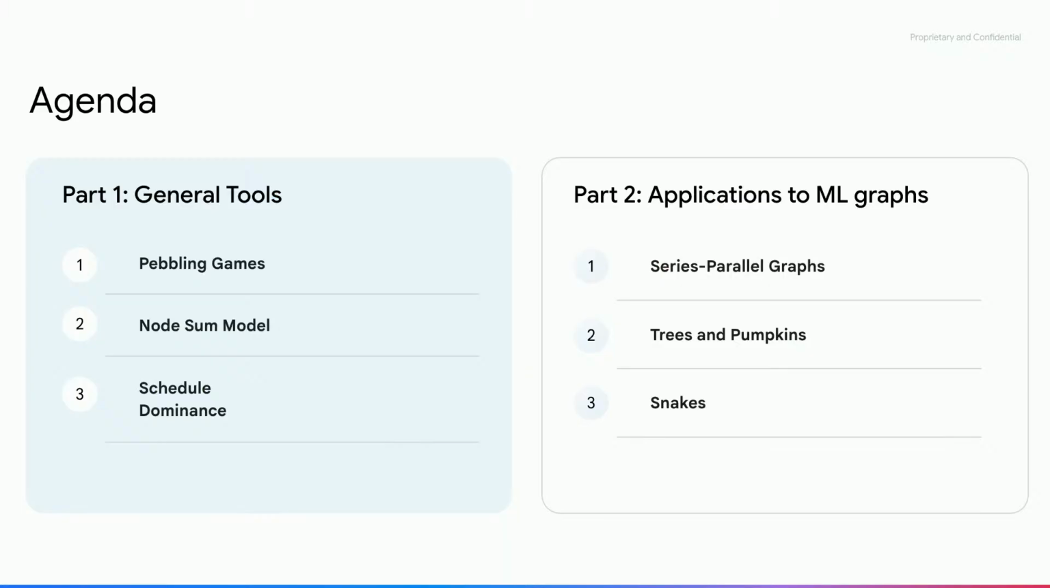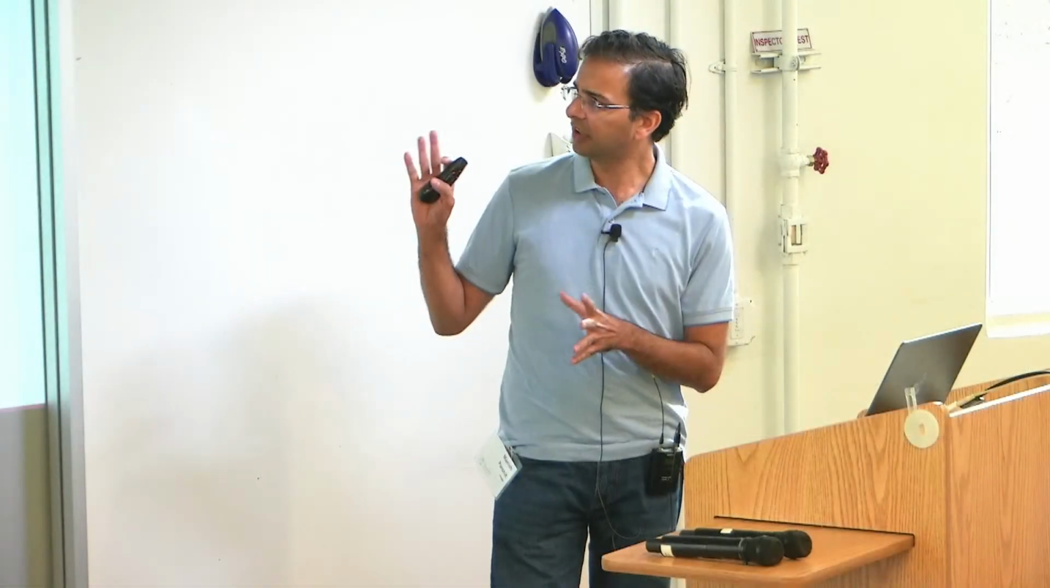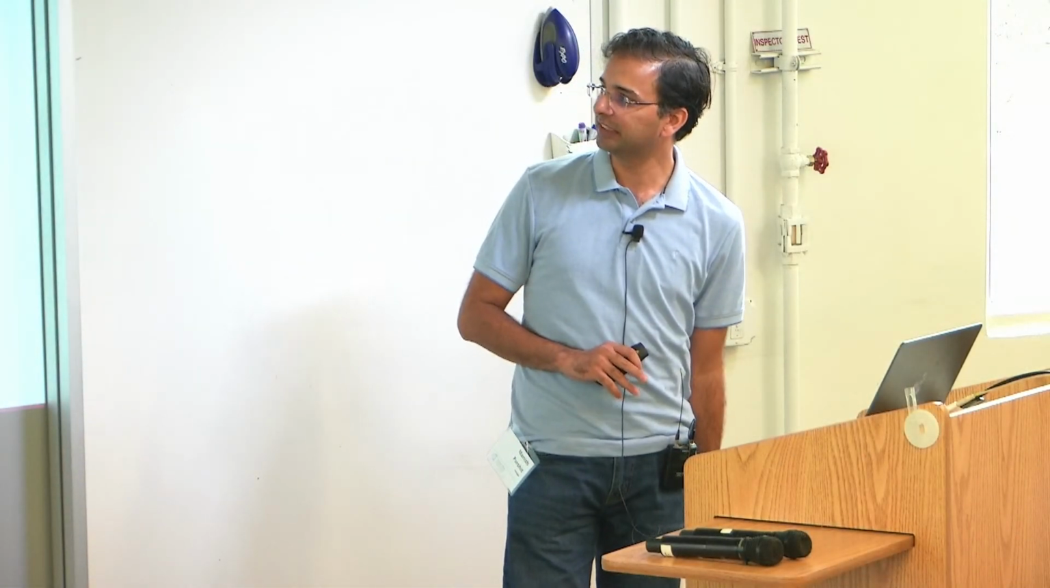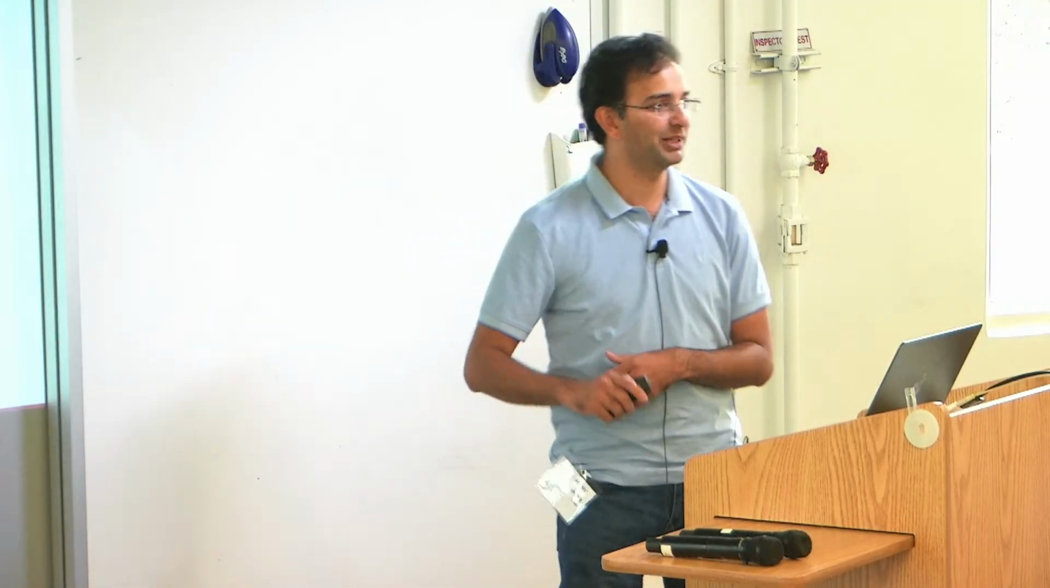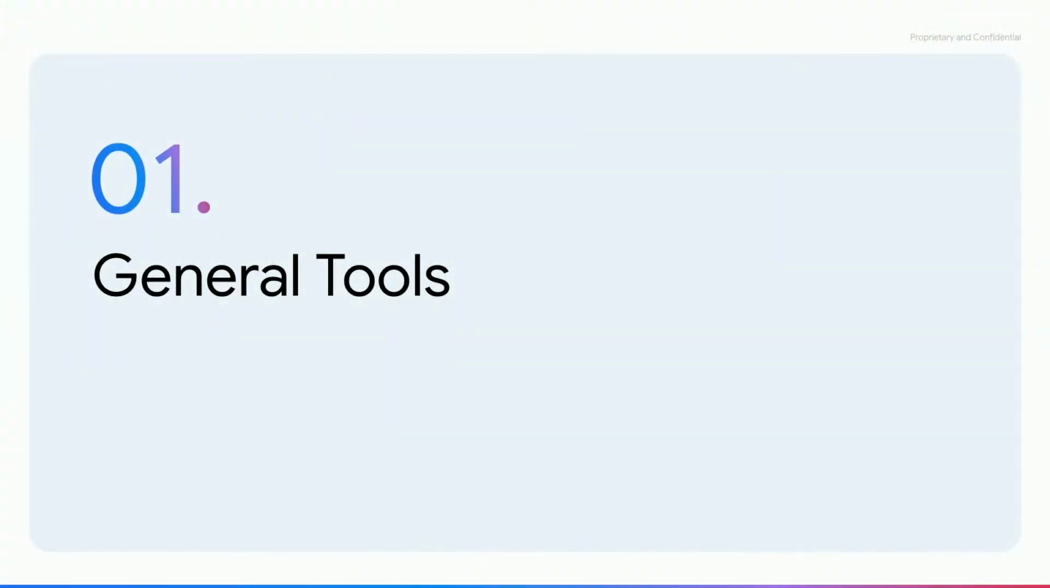The talk will be in 2 parts. Part 1 is some general tools about how to think about peak memory scheduling, how to approach it if you ever face it. And part 2 is applications to ML graphs in particular. Specifically, we'll be talking about series parallel graphs, and ignore the funny names on the ML part 2 for now. Beginning with part 1, some general tools.